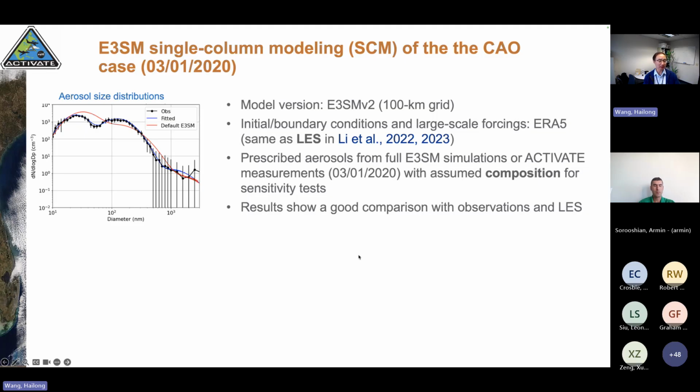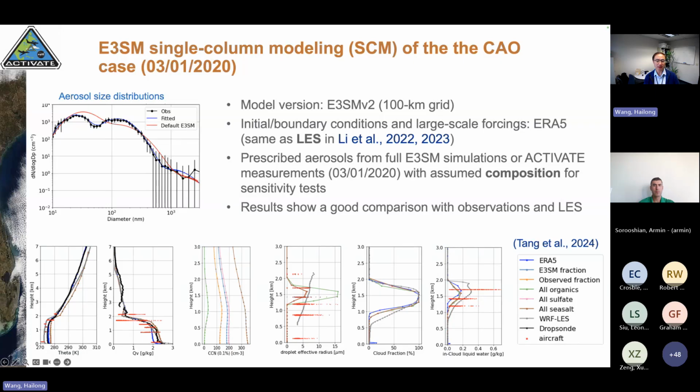It also takes aerosol size distributions, three modes in this case. The aerosol can be from E3SM GCM simulations, or from the ACTIVATE measurements as illustrated in the left panel figure here. But we could assume different composition, mostly trying to change the hygroscopicity of the aerosol in the different modes to see model sensitivities in clouds and precipitation.